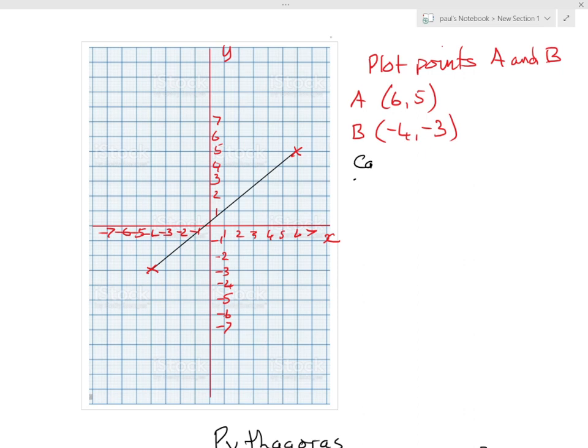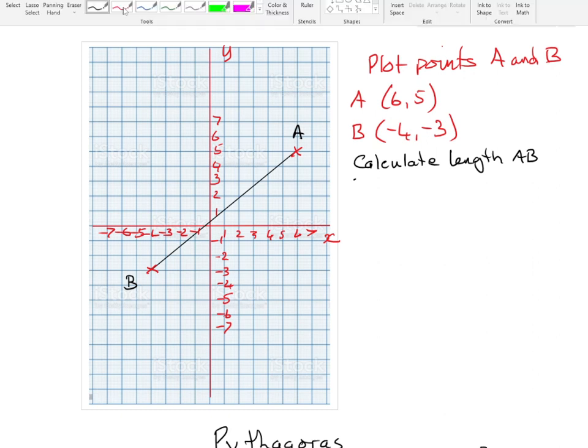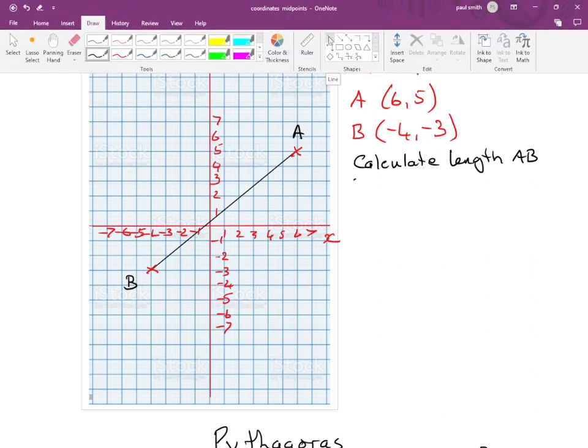Now the next question is: calculate the length AB. Right, that was A, wasn't it, there? Okay, let's do that then. So we need to make a triangle, don't we? Well, we don't necessarily need to. Do we need to make a triangle?